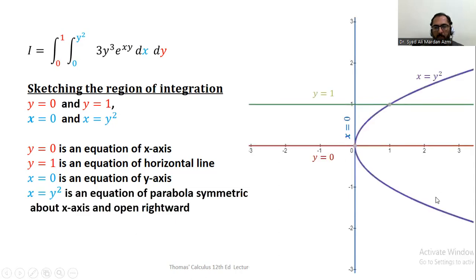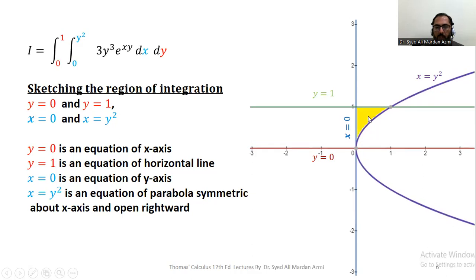And in the next part, I have plotted the parabola. Here, again, you can see I have associated each equation along its boundary. So x equal to 0 is the equation of the y-axis, y equal to 0 the equation of the x-axis, y equal to 1 is the equation of the horizontal line, and x equal to y square is a parabola. So what will be the common region for this integration? This particular portion, which I have made yellow.